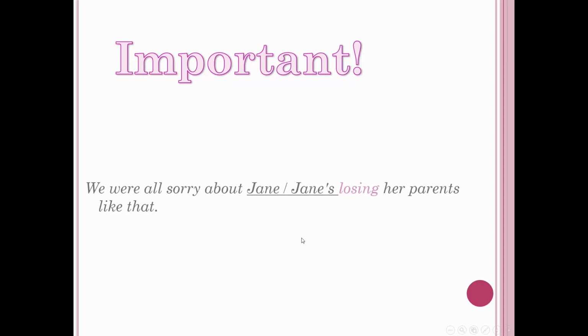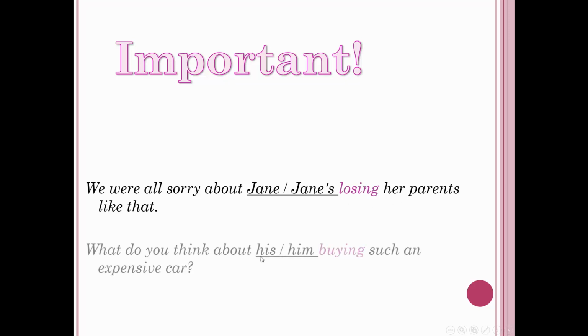A small note you must keep in mind is that before a gerund, we can use nouns or object pronouns, but possessive nouns and determiners can also be used in formal situations. Look at these examples. We were all sorry about Jane or Jane's losing her parents like that. What do you think about his or him buying such an expensive car?